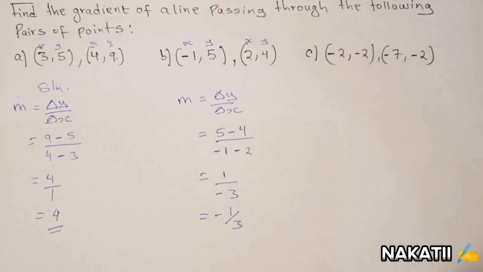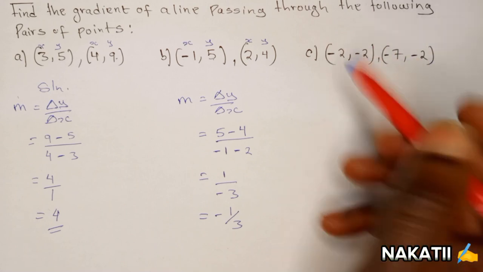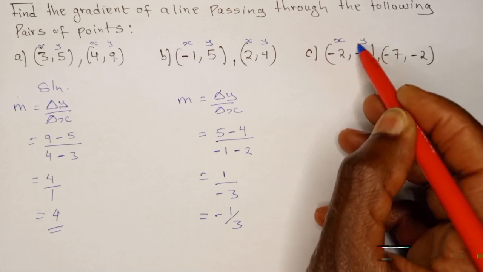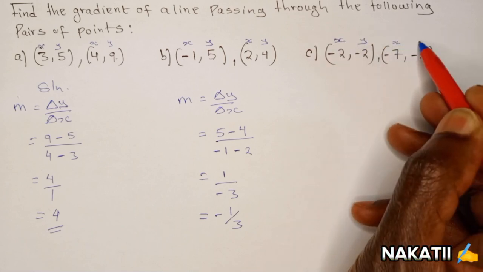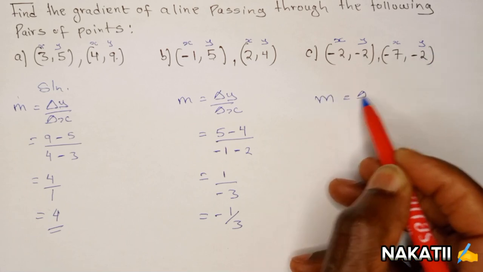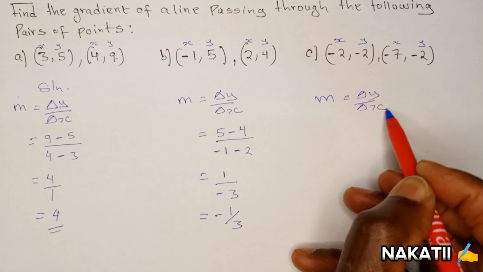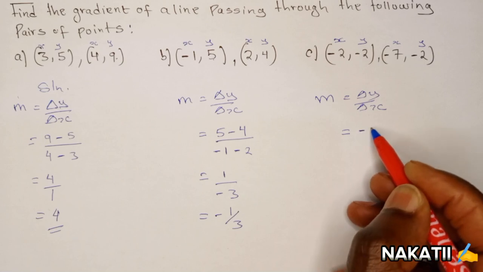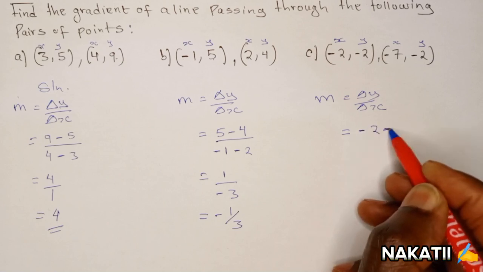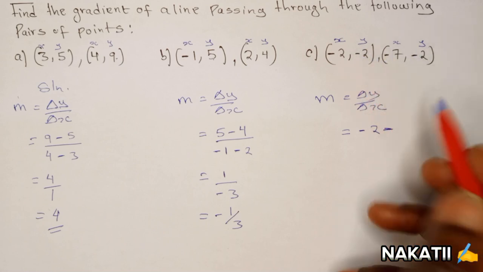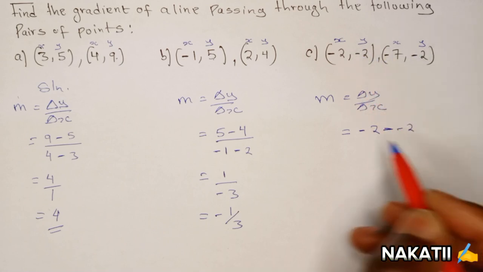Let's go to the last one. So we have this pair of points. Again, the first value is always the x coordinate and this one is the y. This is the x and this is the y. So when you say gradient is change in y over change in x, in our case, let's start with y this side. So we're going to have negative 2 minus, then we take the value of y this side. This side is minus 2, so it's going to be minus 2.